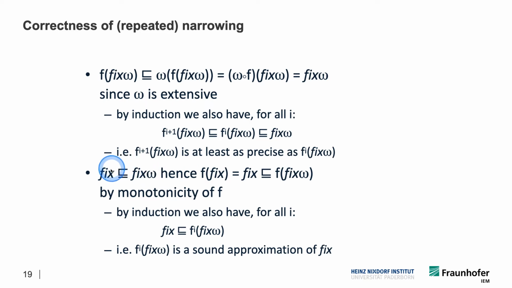Also, we have this relationship here. And therefore, we also have this relationship here that follows directly from this. And by monotonicity of f, we also know that for all i, basically applying f_i to fix omega will give us a larger value than this fixed point here. So that means this is always a sound approximation of the MFP fixed point. Okay, so you can therefore never get smaller than the MFP fixed point, and you're always still guaranteed to get a sound approximation.